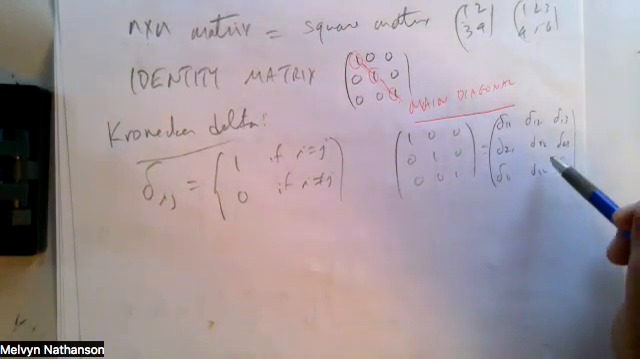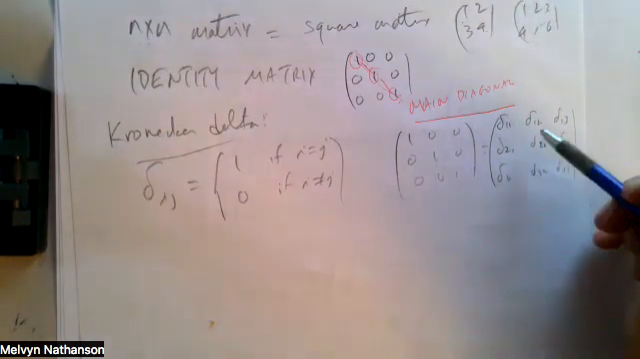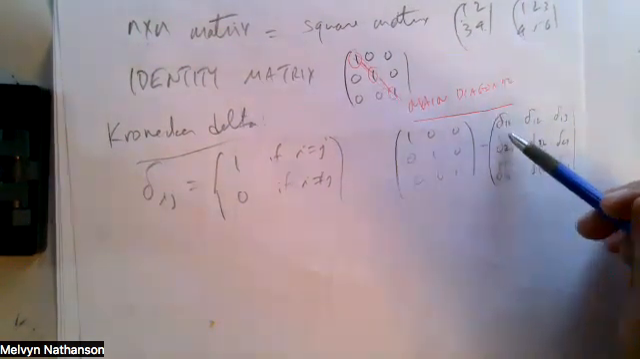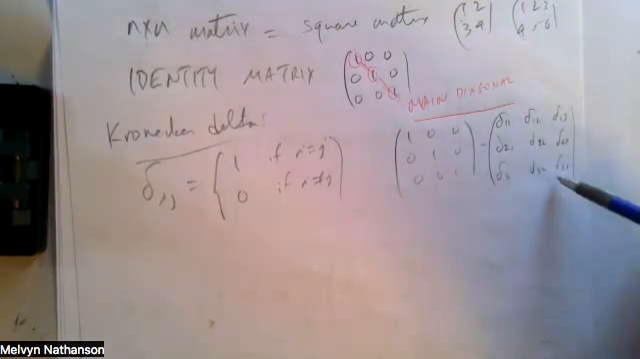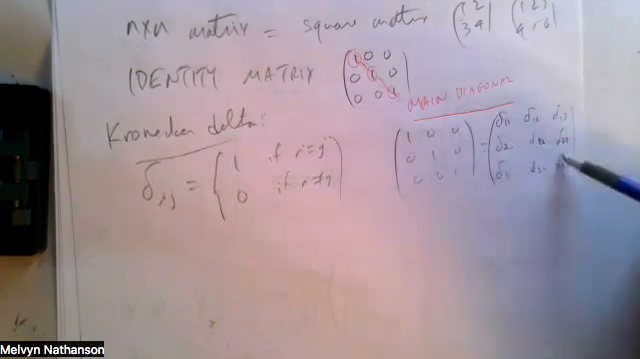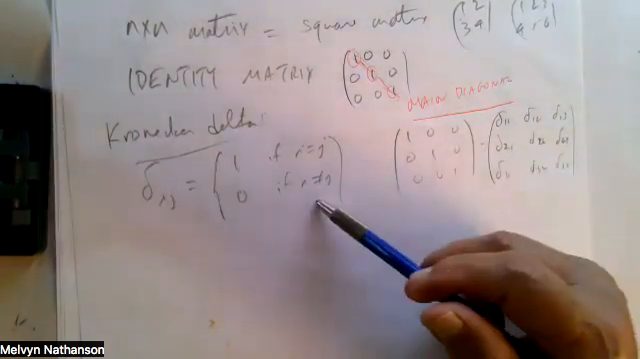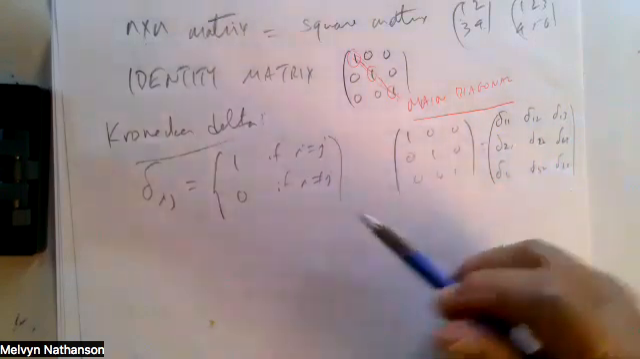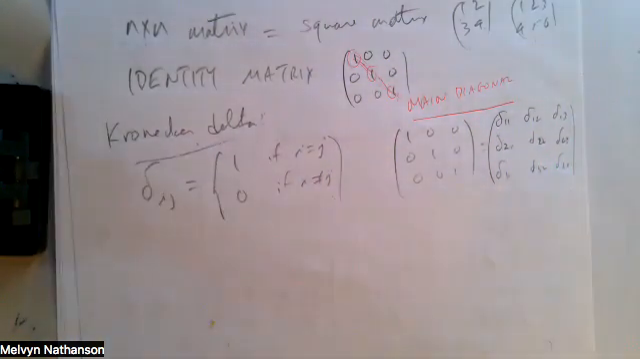Because of the way this Kronecker delta is defined, down the main diagonal, the subscripts are the same. So these are ones. Off the main diagonal, the subscripts of the delta are different. i is different from j, so it's 0. So this is the Kronecker delta, which is something you need to know.